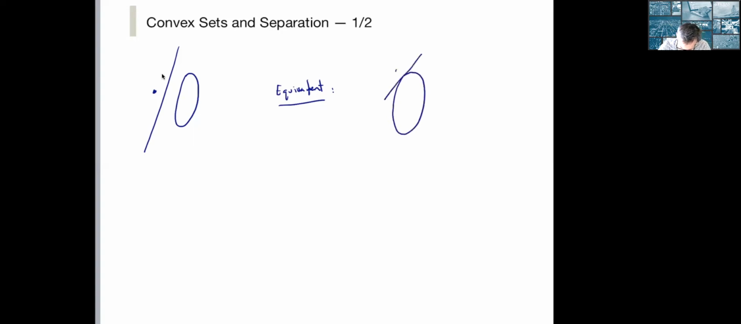So what does that mean? Obviously, I don't have time in this lecture to draw all infinitely many half spaces that I would need, but you get the idea. So to write this out, what we're saying is that if C is a closed convex set, then C is equal to the intersection over all half spaces that contain C.